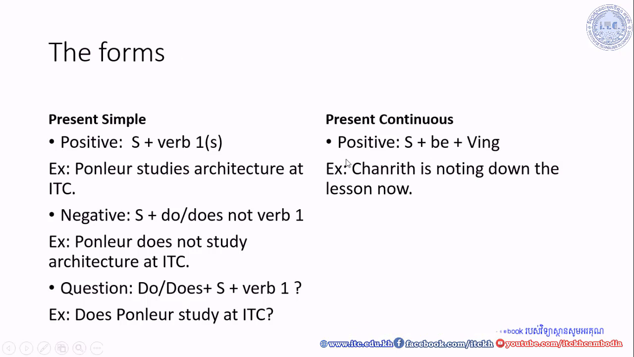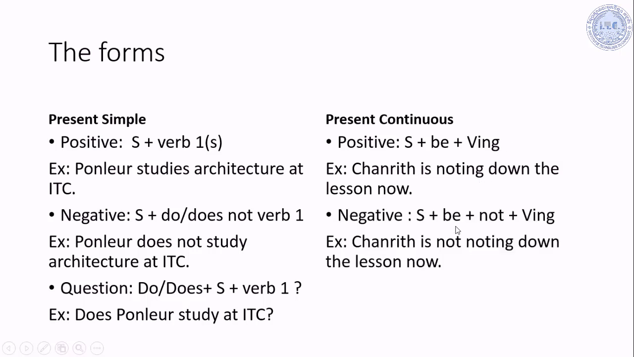So now let's take a look at the example. Jamret is noting down the lesson now. Here Jamret is a singular subject, so you need is, and then verb ing, noting down the lesson now. Now for the negative form, because this is be, we just add not after be, and then you get yourself a negative form. So subject plus be plus not plus verb ing. The example is Jamret is, and then you just add not, noting down the lesson now. So Jamret is not noting down the lesson now.